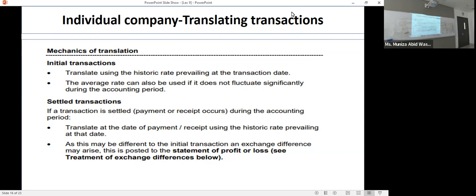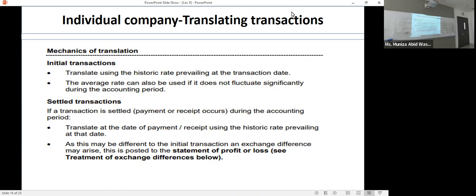Clear? The average rate can be used if it does not fluctuate significantly during the accounting period. Instead of using the historic rate or spot rate, you can use the average rate as well if it is not fluctuating at a very high pace. Anyhow, I suggest you to take the spot rate. Whichever rate they will be giving you in the examination, if they have given you spot rate, you can go for spot rate. If they have given you average rate, you can go for that as well. If they have given you both, then you have to use spot rate.